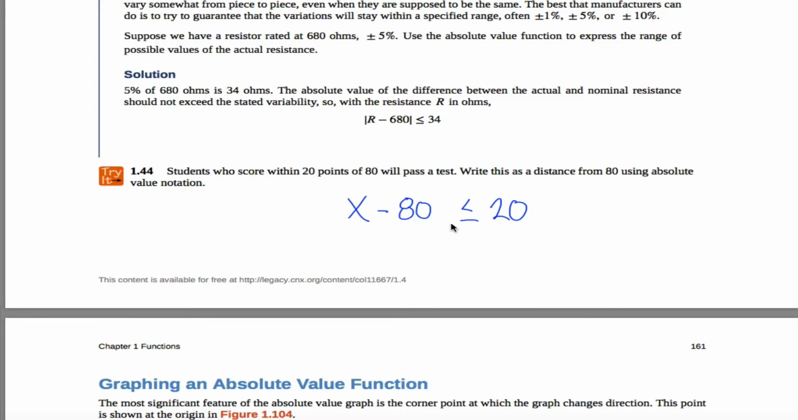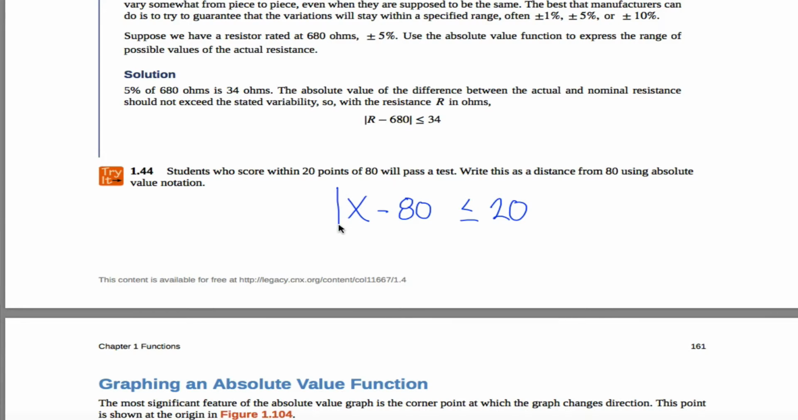The only issue here is I can think of a test score that would satisfy this criteria that would not satisfy the sentence here. I failed the test. I got 40 on the test. I did horribly. 40 minus 80 is negative 40, and negative 40 is less than or equal to 20. So wait a minute, there's a problem there. 40 should not satisfy the English. It doesn't satisfy the English, but it does satisfy the math.